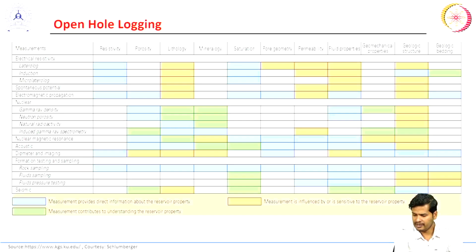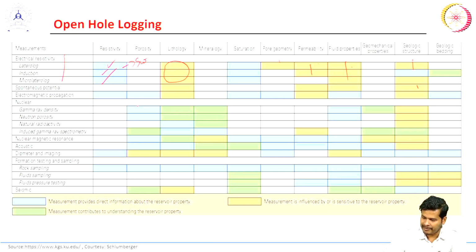So this figure is just a continuation of the earlier figure that we just discussed. For example, electrical logging tools primarily measure the resistivity of the formation. And if you see here, brown circles for lithology, pore geometry, permeability, fluid properties, structure. These circles represent that the resistivity measurement will be affected by the lithology, pore geometry, permeability, fluid property, and others. But the tools are only designed to measure the resistivity of the formation, which is later converted to saturation values.